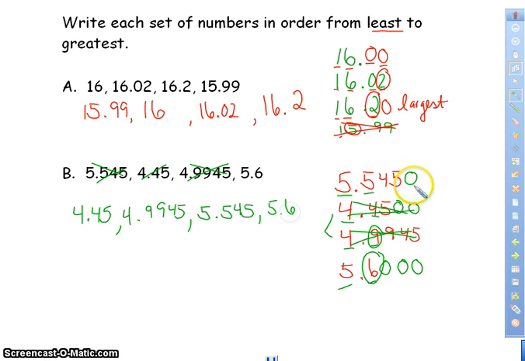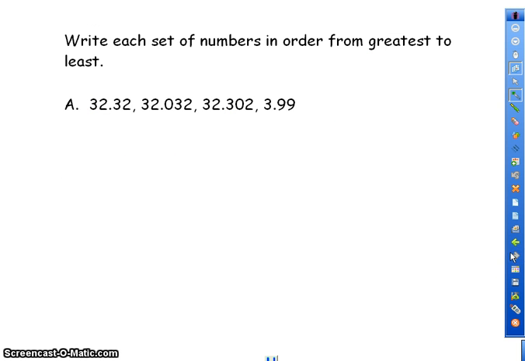Now if you want to leave all these zeros in there when you write out from least to greatest, that's fine as well. That's not going to make a difference in your answer. Okay? In our last set, we're going to go from greatest to least now. Same process. So we're going to line up the decimal points.